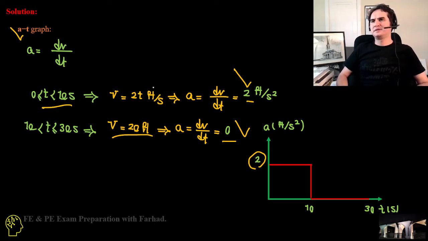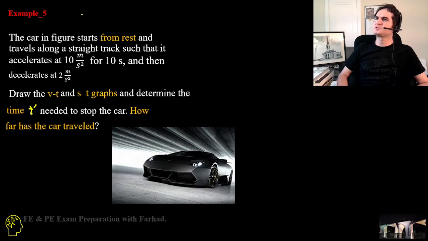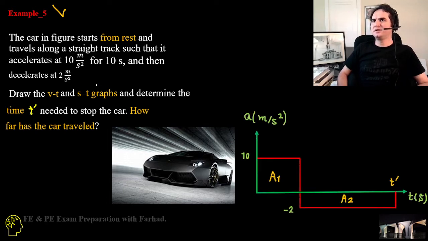Let's attempt another example. So in example number 4, the car provided in the figure starts at rest and travels along a straight track such that it accelerates, as this graph provides, at 10 meters per square second for the first 10 seconds, and then decelerates at a negative 2 meters per square second.